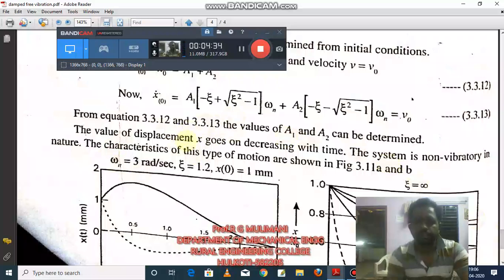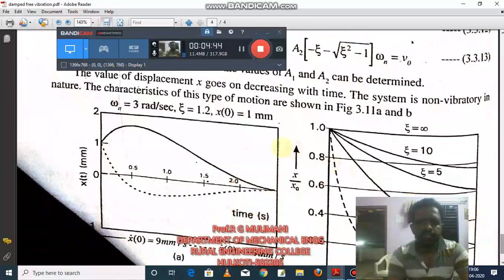You must mention these two equations, the initial displacement equation and the initial velocity equation. Then you take an example of natural frequency, zeta value and initial velocity, and you should draw this curve for these values. This represents an overdamped system, with zeta more than 1, here 1.2, natural frequency 3 and the initial velocity.